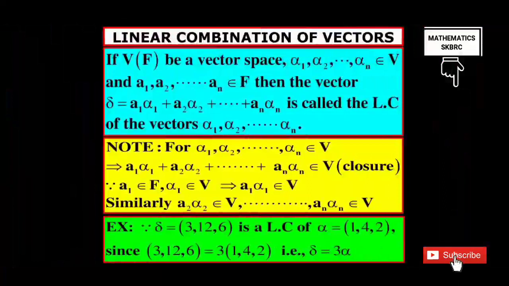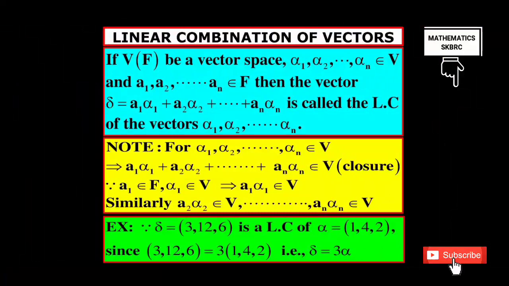Let V(F) be a vector space and alpha 1, alpha 2, and so on alpha n belong to V, and a1, a2, and so on an belong to F, where all the elements in V are called vectors and all the elements in F are called scalars, where F is a field. Then the vector delta equal to a1 alpha 1 plus a2 alpha 2 plus and so on an alpha n is called the linear combination of the vectors alpha 1, alpha 2, and so on alpha n.